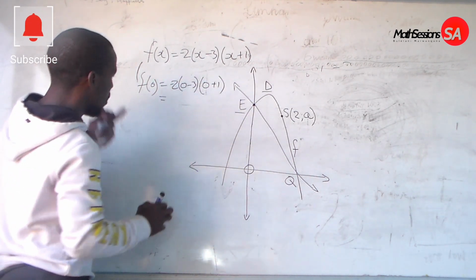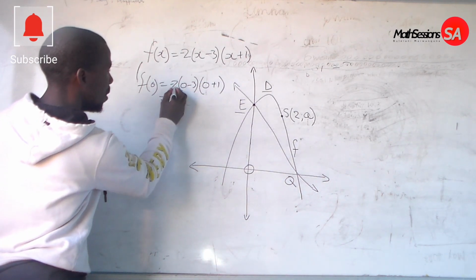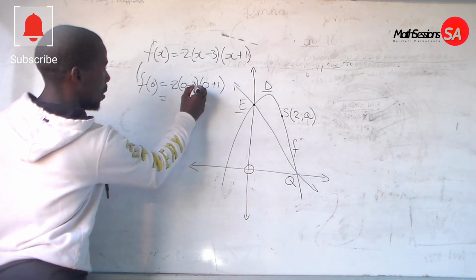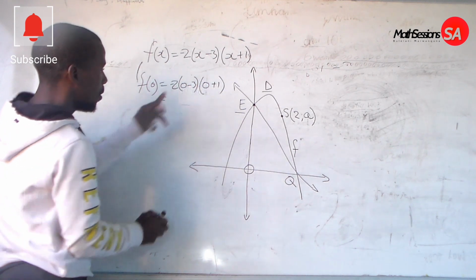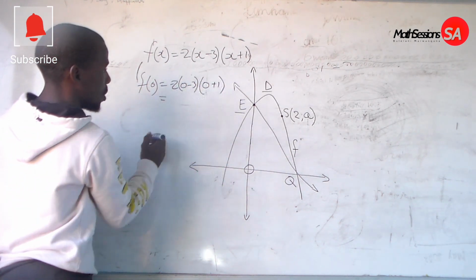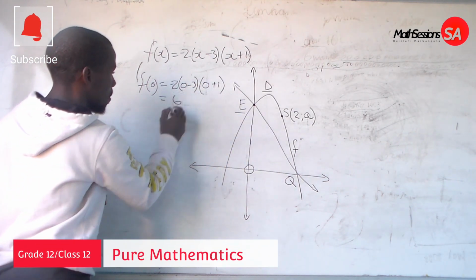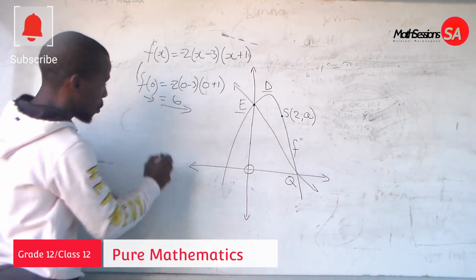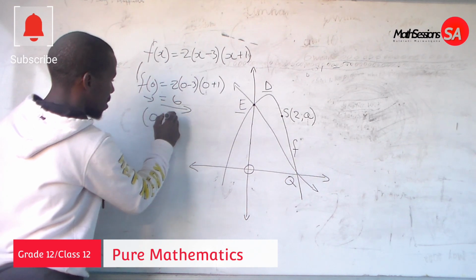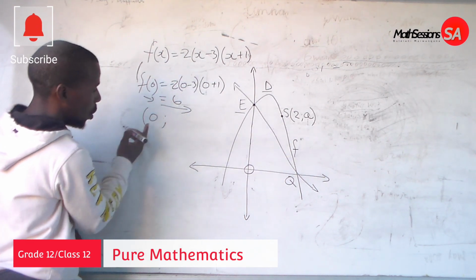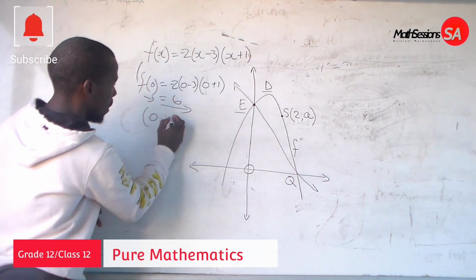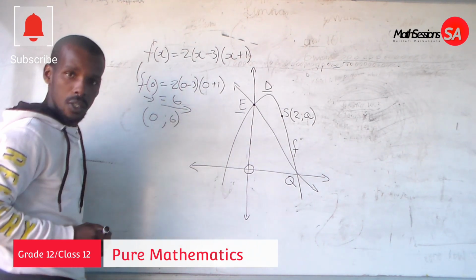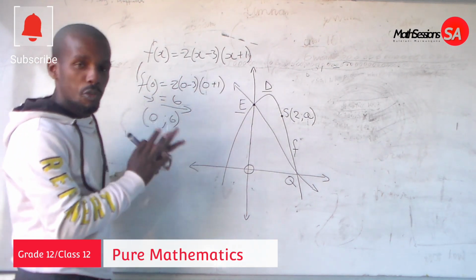Now, we are having negative 2 times negative 3 times positive 1. You are having basically a 6. So at that point, you have the value of y equals 6 and x equal to 0. So the coordinate at that point is 0 and 6. So that one was easy to find.